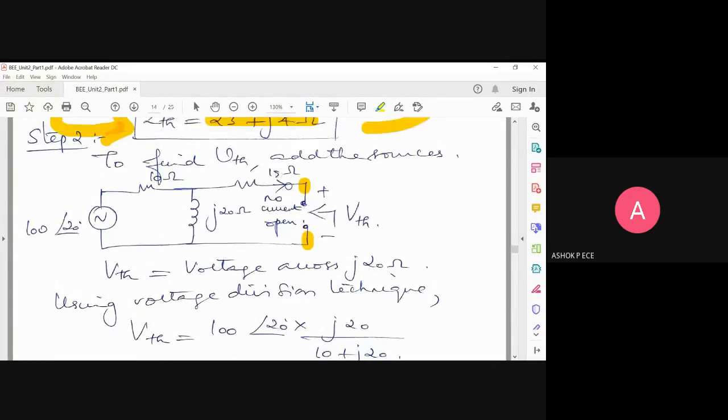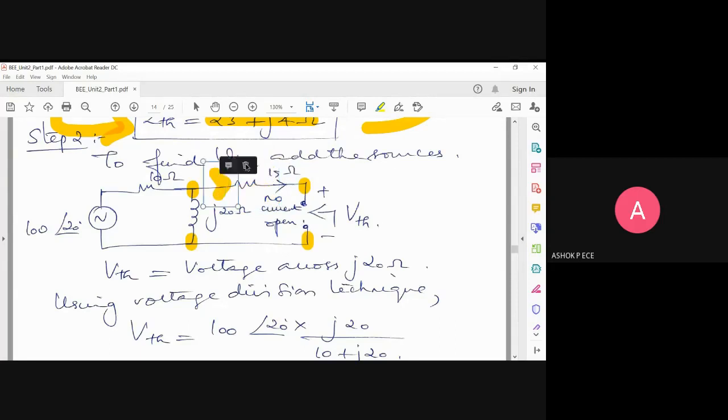And you see that this terminal is open, right? So through this 15 ohms, no current will flow. So you can assume that this 15 ohm is not there. So effectively, I'm measuring VTH across this inductor. Clearly, measuring VTH across this terminal is equivalent to measuring VTH across this inductor because this 15 ohm does not come into the picture because this terminal is open. So no current will flow through this 15 ohms. I have even written there, you see, no current because the terminal is open.